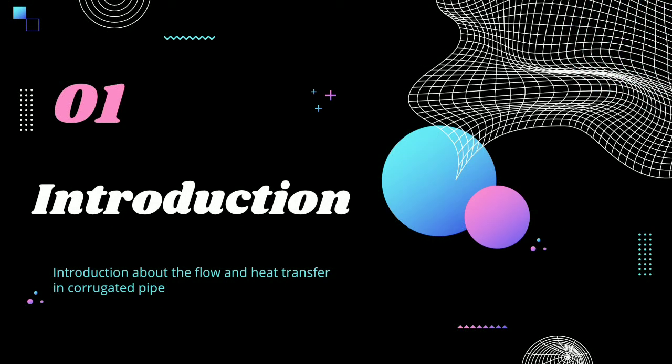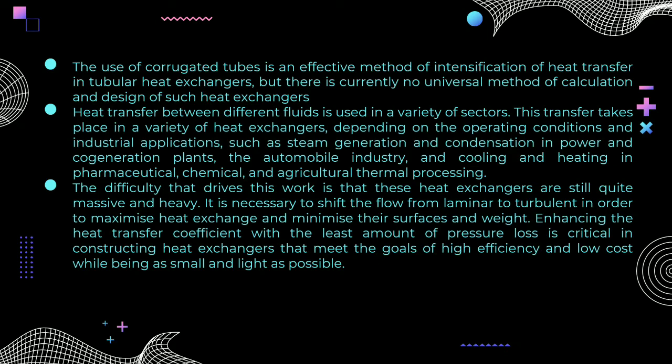This is the introduction about the flow and heat transfer in corrugated pipe. The use of corrugated tubes is an effective method in intensification of heat transfer in tubular heat exchangers, but there is currently no universal method of calculation and design of such heat exchangers.